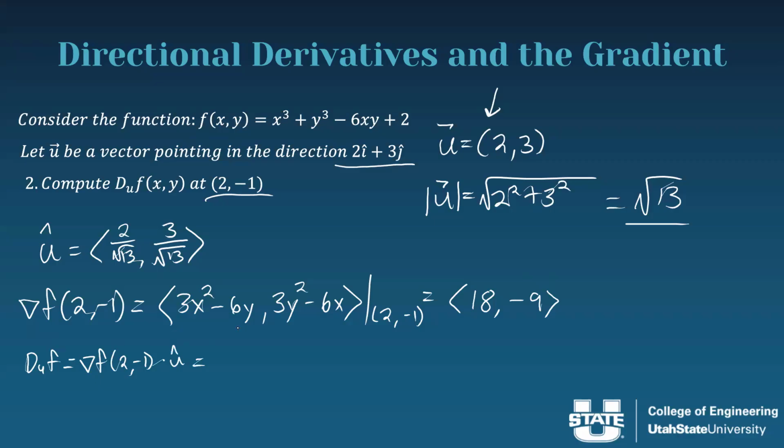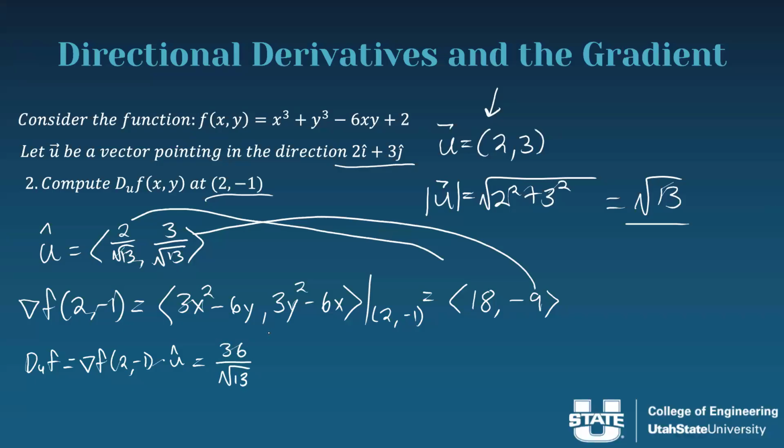So it's going to be 18 times the 2 over root 13 and the minus 9 times the 3 over root 13. So we're going to have 36 over root 13 plus a minus 27 over root 13. And that leaves us with a 9 over root 13. Awesome.